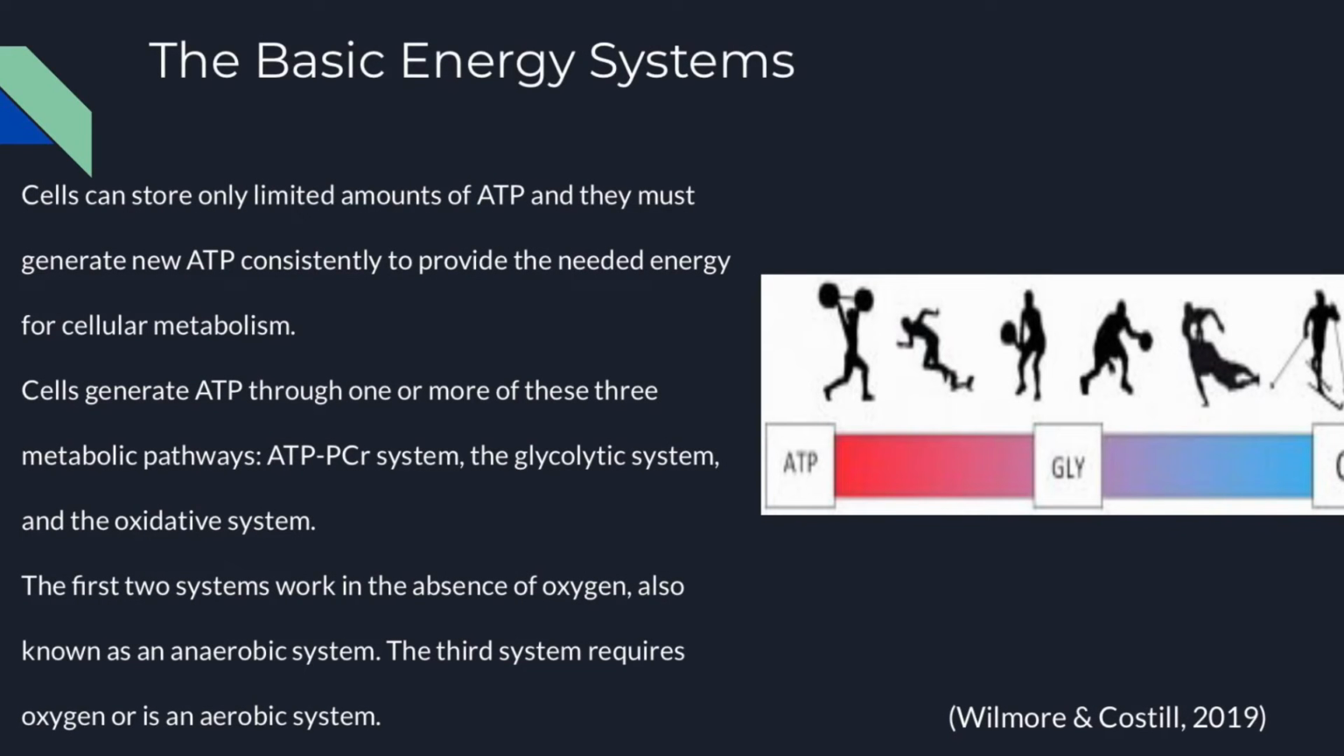The basic energy systems. Before I discuss the main components of the ATP-PCr system, I wanted to discuss all three systems. Cells can store only limited amounts of ATP, and they must generate new ATP consistently to provide the needed energy for cellular metabolism. Cells will generate ATP through one or more of three metabolic pathways: the ATP-PCr system, the glycolytic system, and the oxidative system.